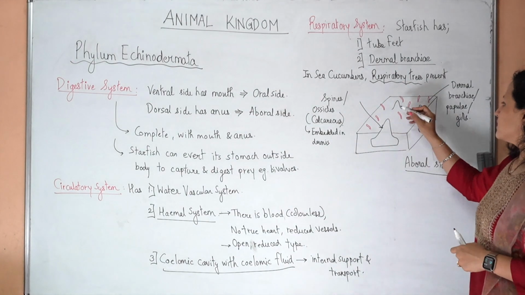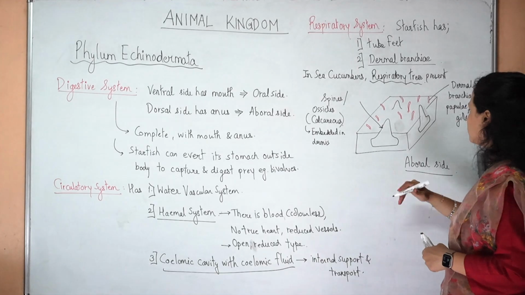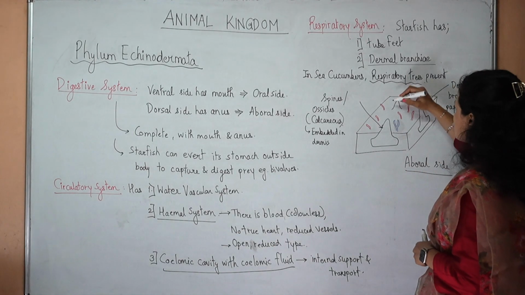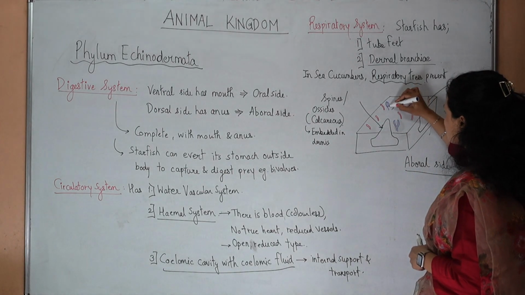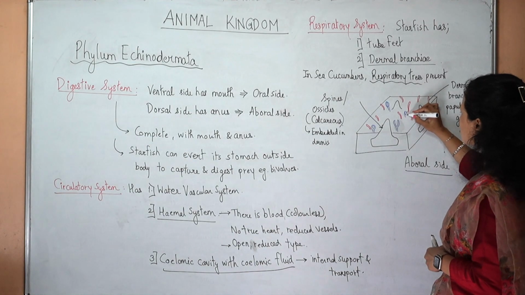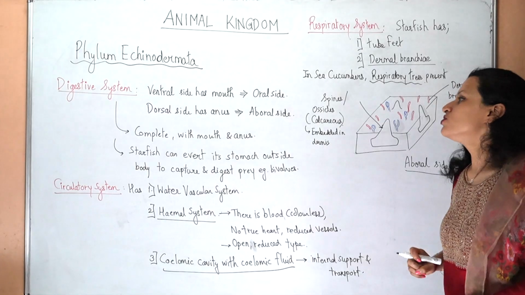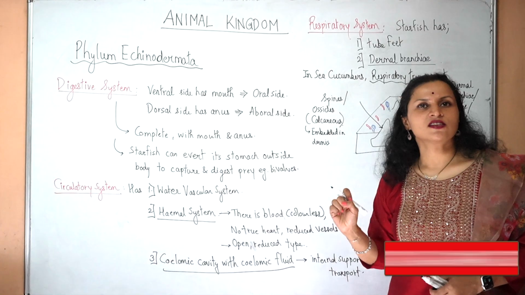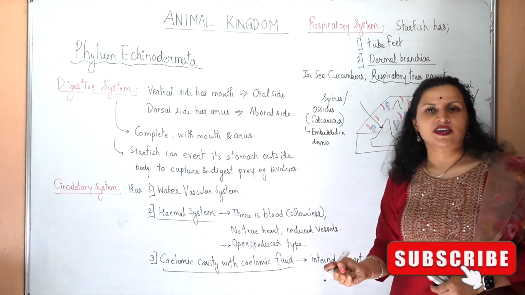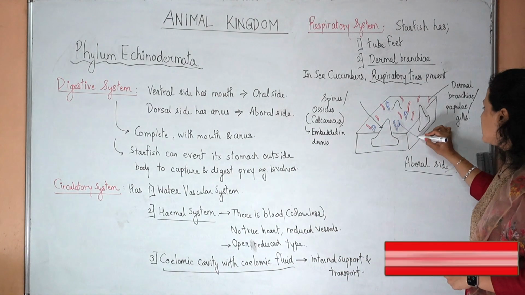Other than the spines and the dermal branchiae, there is another unique feature that the starfish shows, which is the presence of forceps-like structures. Pincer, forceps-like structures will be seen on the aboral side, which help it in clearing the surface, and also help it in defense. These are known as pedicellariae.